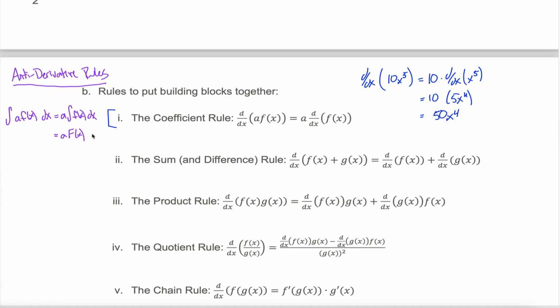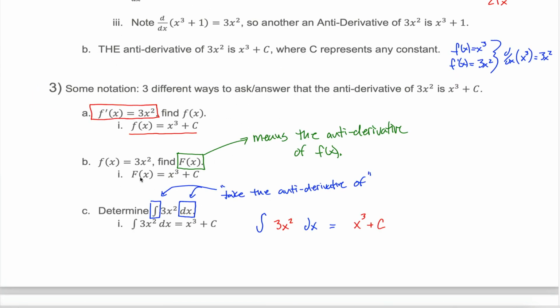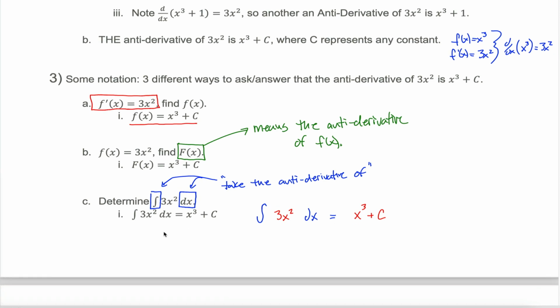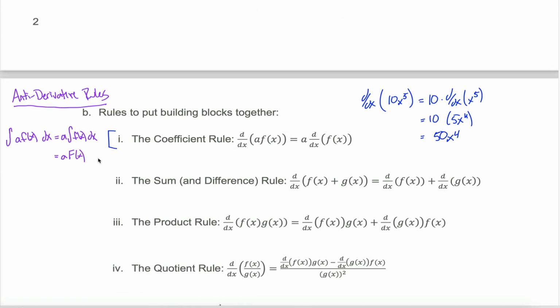And you might be like, wait a minute, shouldn't you tack on a plus c? Well, I actually don't have to here because the capital F of x contains the plus c, right? Remember, capital F of x is the antiderivative of lowercase f of x. So capital F of x already has the plus c as part of it. So I don't need an extra plus c.